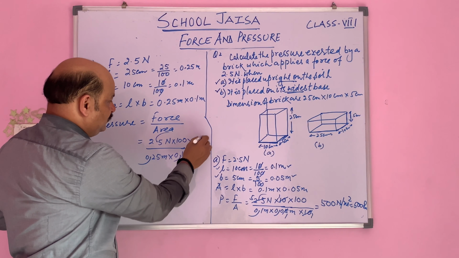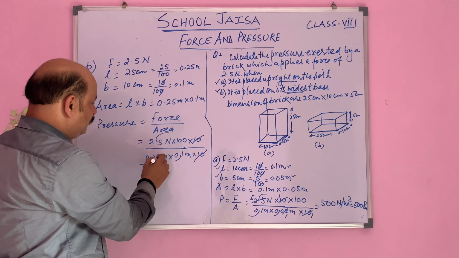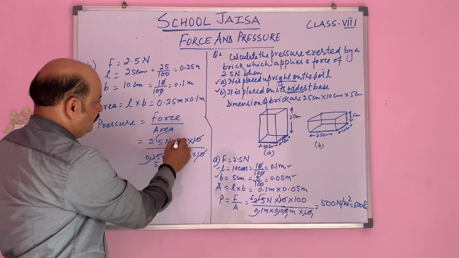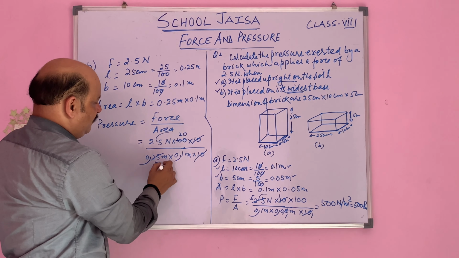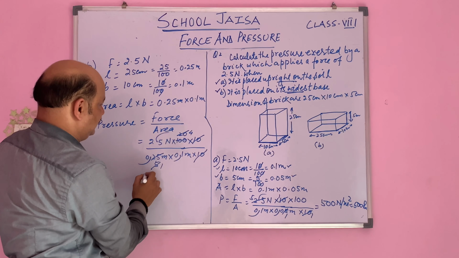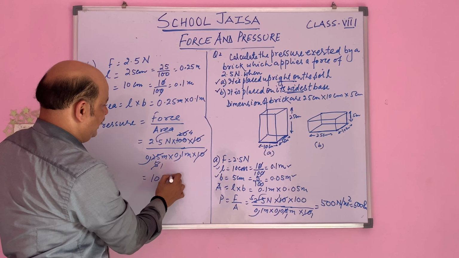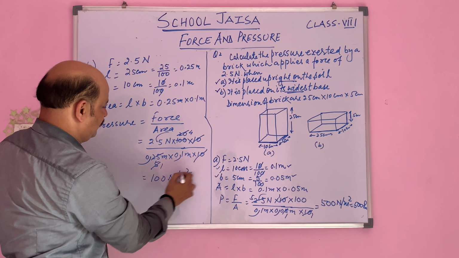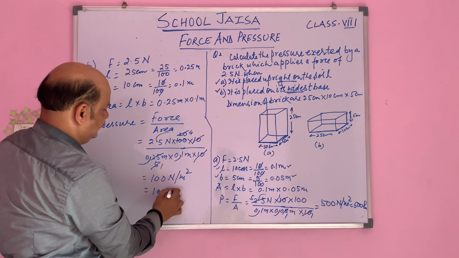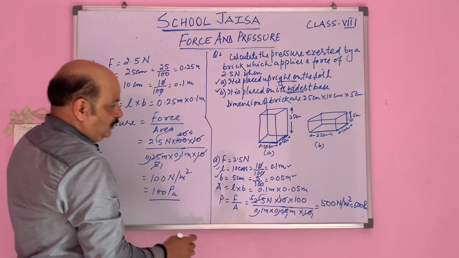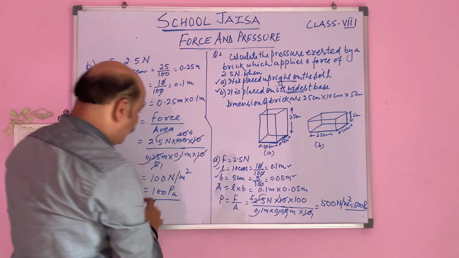Now we reduce these. What else can we do? 5 5s are 25, 5 2s are 10, 0. 5 1s are 5, 5 4s are 20, and that becomes 100 Newton per meter square, or we call it 100 Pascal. So what do we observe with the help of these answers?